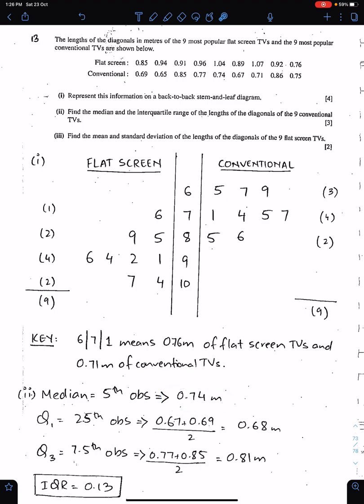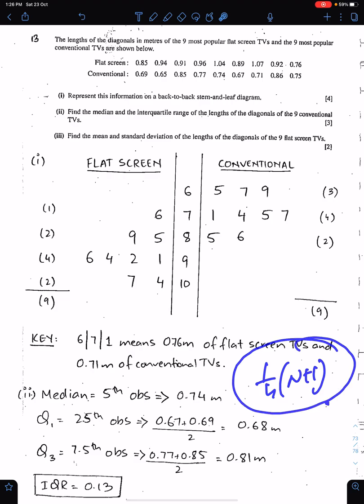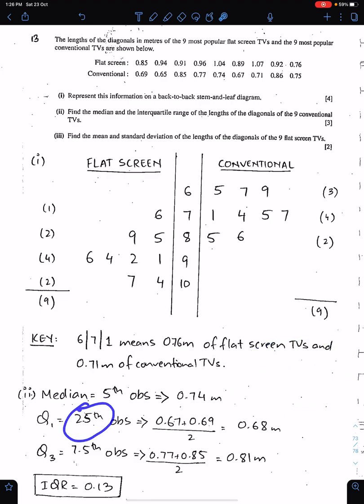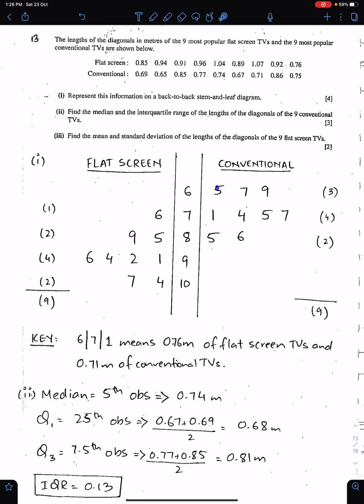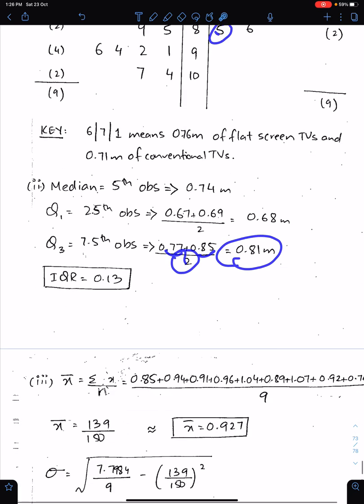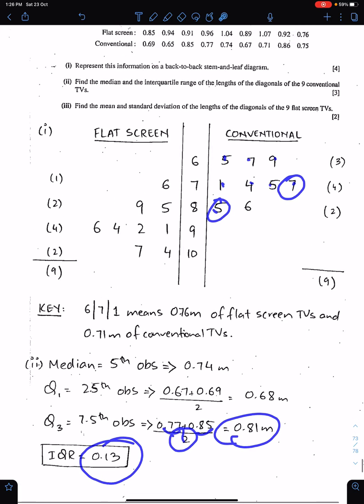For Q1, use this formula, 1 upon 4 (n plus 1)th observation, because data is odd. So it's the 2.5th observation. 2.5 means the average of the second and third, so the average of these two. For Q3, use this formula, 3 upon 4 (n plus 1)th observation, which is 7.5. 7.5 means 7th and 8th. 1, 2, 3, 4, 5, 6, 7 and 8. So the average of these two, 0.77 plus 0.85 upon 2. And IQR is very simple, it's Q3 minus Q1.